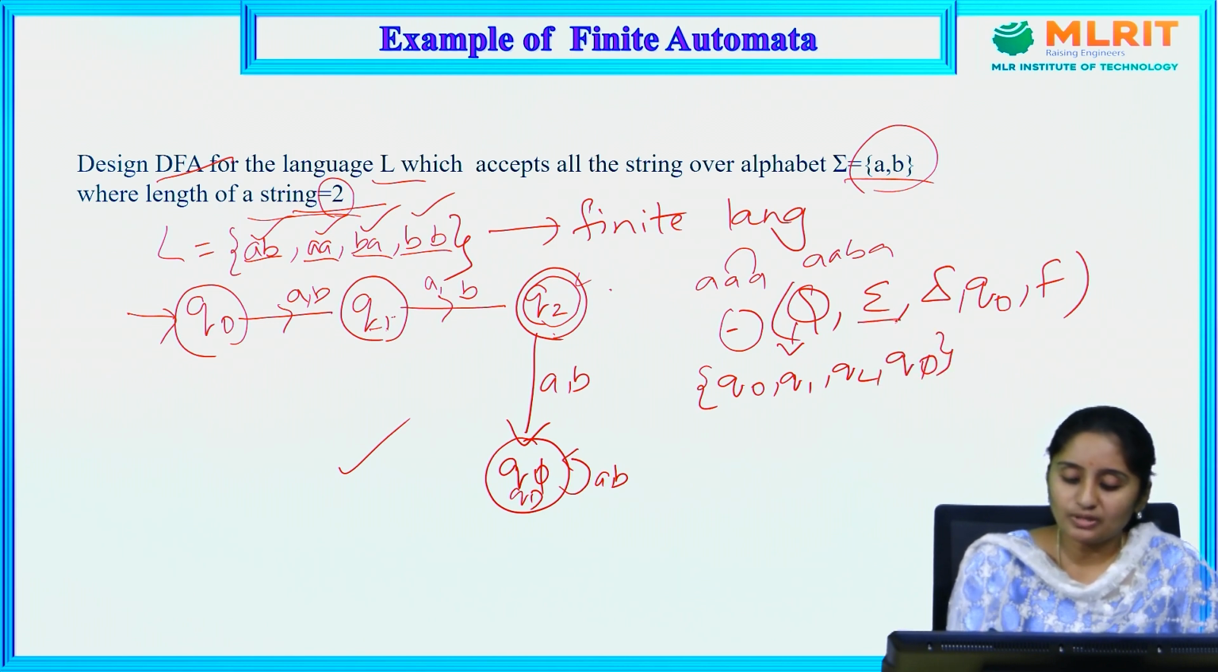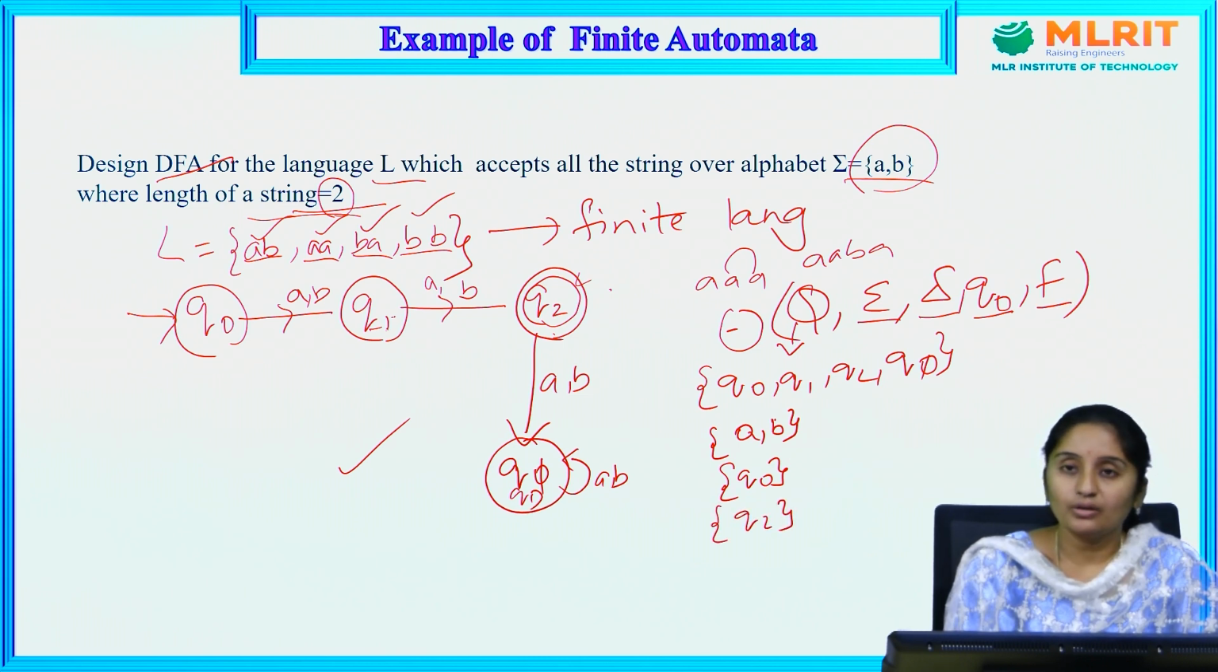What are the inputs I have? A, B are the inputs. What is delta? Q naught is nothing but the starting state. What is the starting state? I have Q naught. So F, F is nothing but what is the final state? Q2 is the final state.